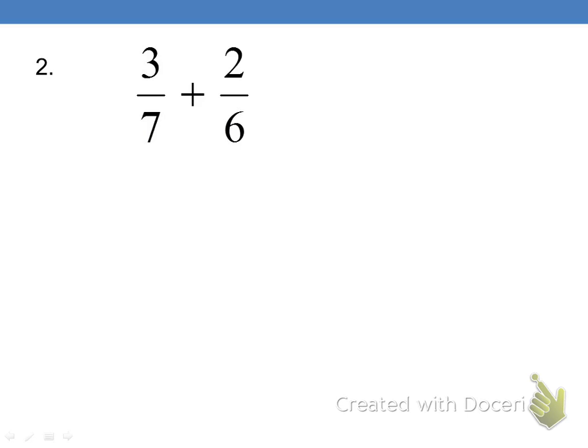All right, here's the next one. Number 2 in our adding and subtracting section. So this is where it gets a little tricky because our denominators are not the same.